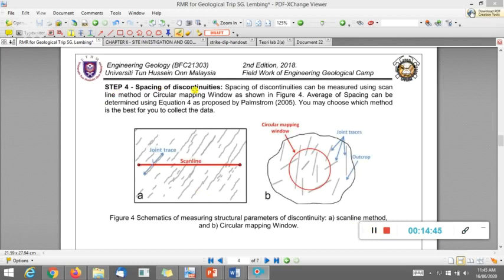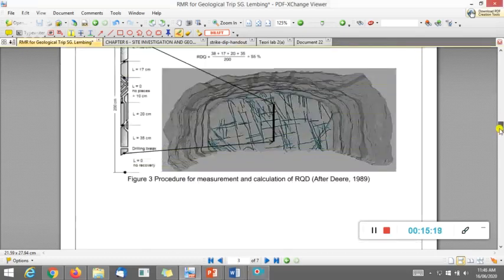Now go to step 4. This is parameter number 3, the spacing of discontinuities. In the previous slide, I also talked about the scan line. There is another method also, the circular mapping window, but the scan line is the method most used for measuring discontinuities, because it's easy. And then how to get the spacing of the discontinuities? Just refer to this figure.